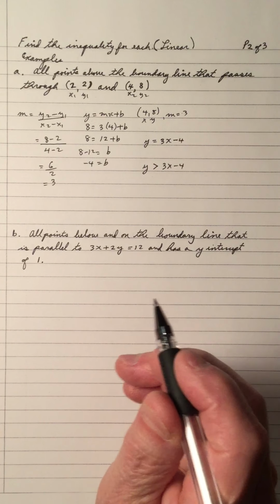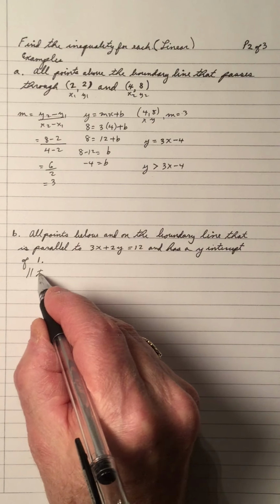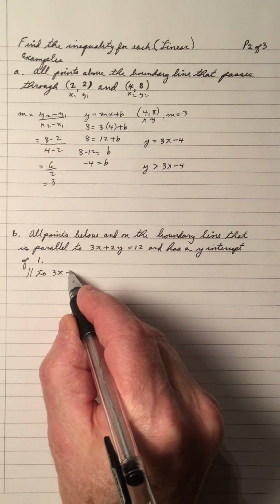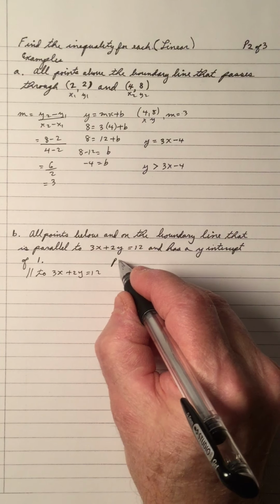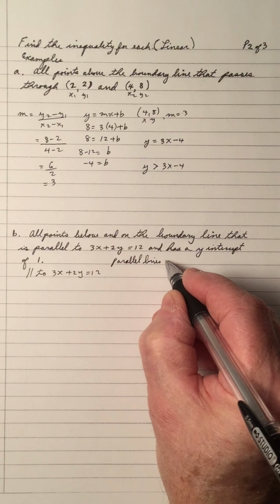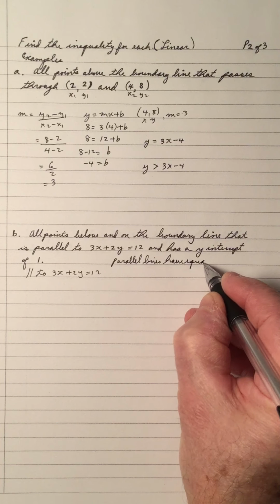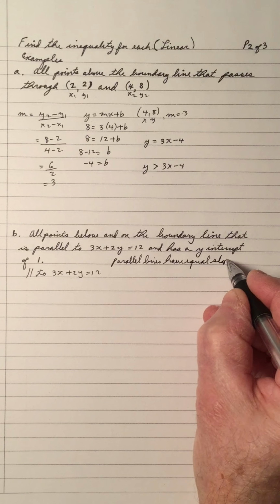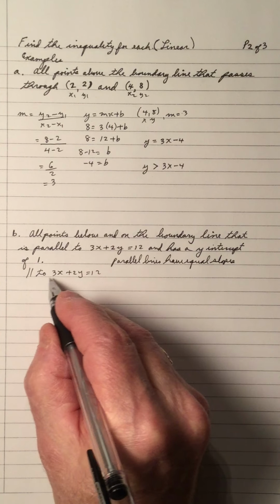So let's get the boundary line first. It's parallel to 3x plus 2y equals 12. Now, parallel lines have equal slopes. Parallel lines have equal slopes. So let's find the slope of this line.